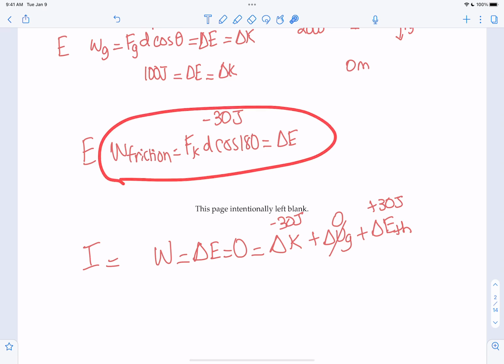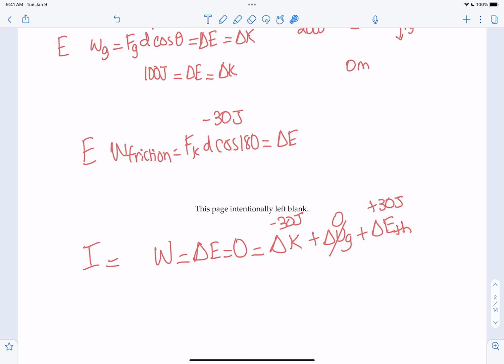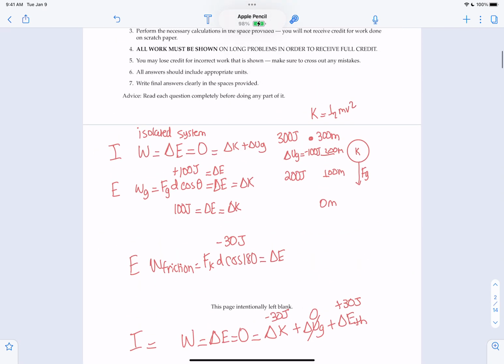So you can just say that friction took away basically 30 joules from the system, right? And then we can see how that affects the change in kinetic or gravitational potential energy or whatever. But that's the main idea for work. If you understand the idea of internalization versus externalization, you should be good. It's kind of a tough concept to wrap your head around.